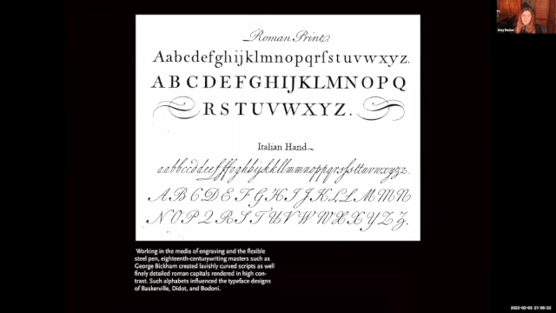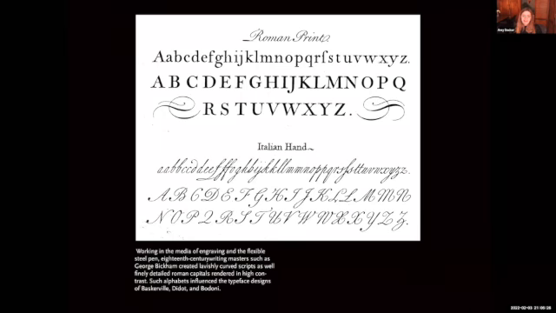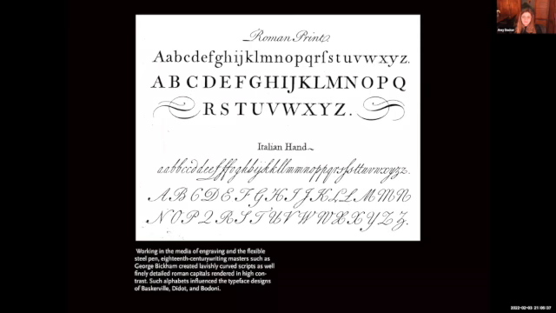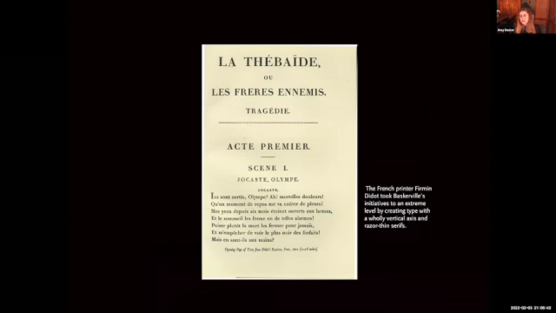Working in the media of engraving and flexible steel pens, 18th century masters such as George Bickham created lavishly curved scripts, and such alphabets influenced the designs of Baskerville, Didot, and Bodoni. And so we're moving on to the French printer Didot, who took what Baskerville was doing and decided that wasn't extreme enough. He explored wholly vertical axes in the letterforms and a razor thin serif. So he really wanted that very extreme thick to thin.